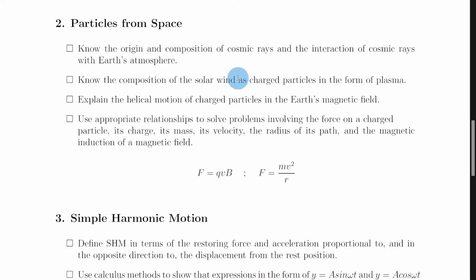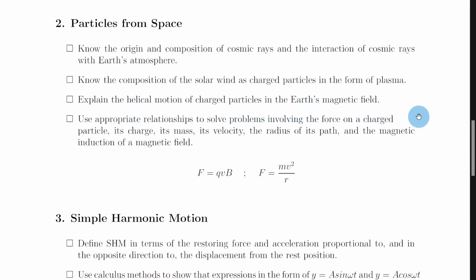alpha particles, and you should know that when they strike the Earth's atmosphere, they produce secondary particles in a cosmic air shower. You should also know the composition of the solar wind as charged particles in the form of plasma. Moving on, you need to be able to explain the helical motion of charged particles in the Earth's magnetic field.